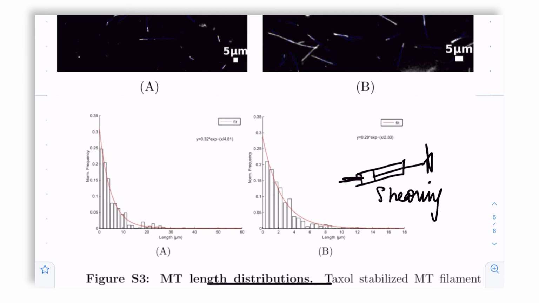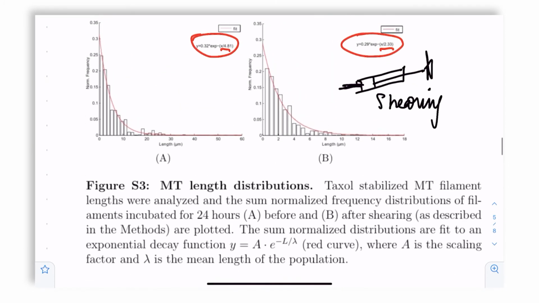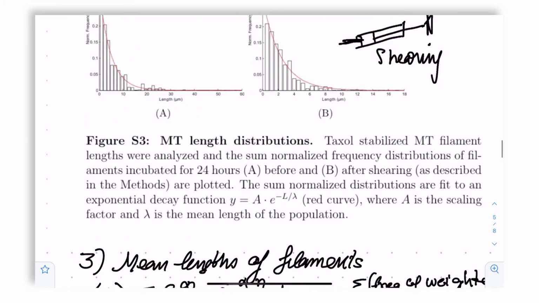So when we do that, we obviously expect a reduction in length, and you see that in the exponential fit with the 1 by lambda in the exponent indicative of the approximate mean length that you can get from it. This is 4.81, this is 2.33 after shearing. So indeed, length distributions from experiments seem to fit our theory.